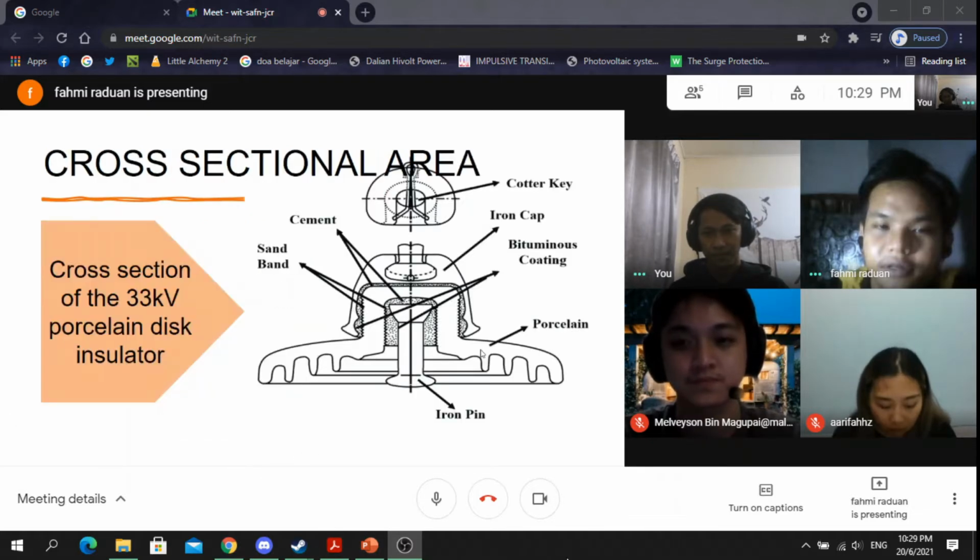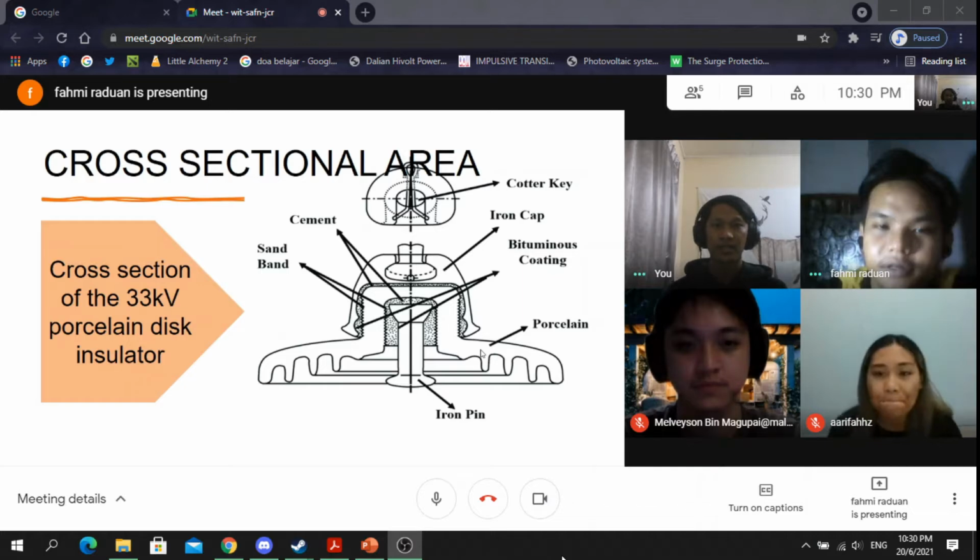Next. So this is the cross sectional area of 30 kilovolt porcelain disc. They are the iron cap, bituminous coating, porcelain, iron pin, sand band and cement. Next.